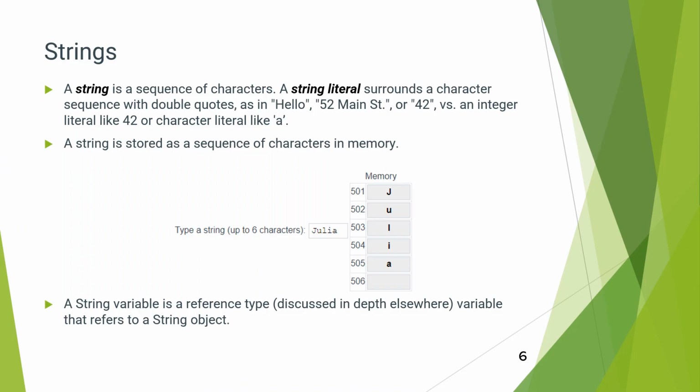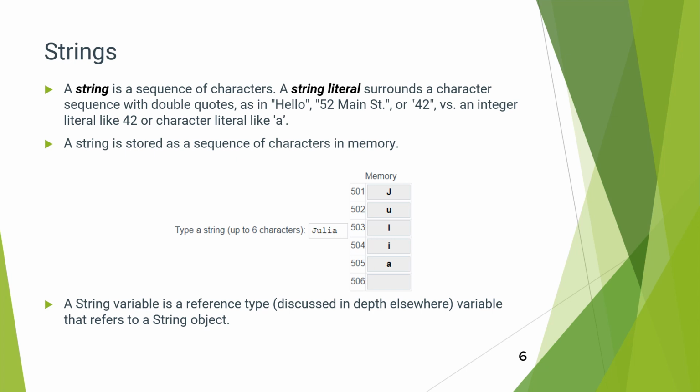So coming to strings, a string is a sequence of characters. A string literal surrounds a character sequence with double quotes, such as "Hello". You can see that anything, even an integer, written inside string literals is treated as a string, and without the quotes it is considered an integer. A string is stored as a sequence of characters in memory. You can see over here how the string is stored inside.